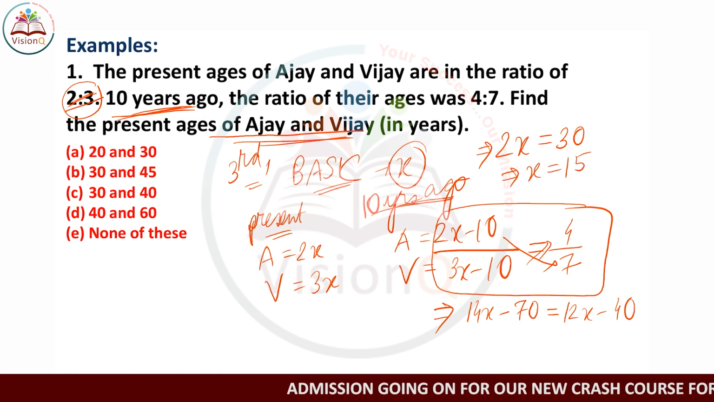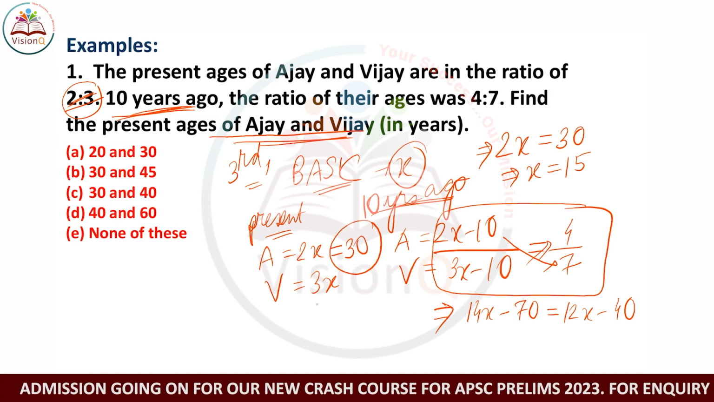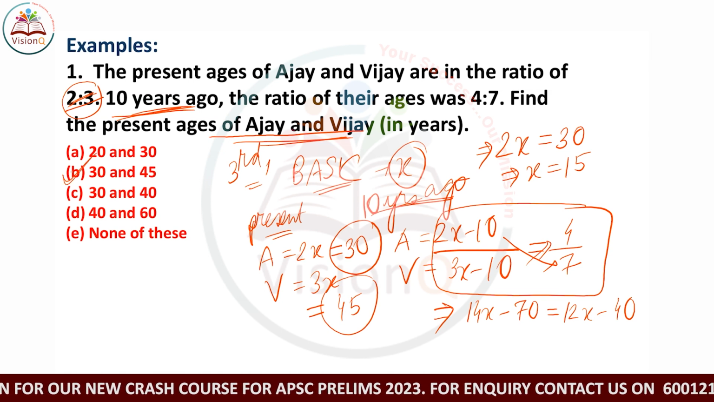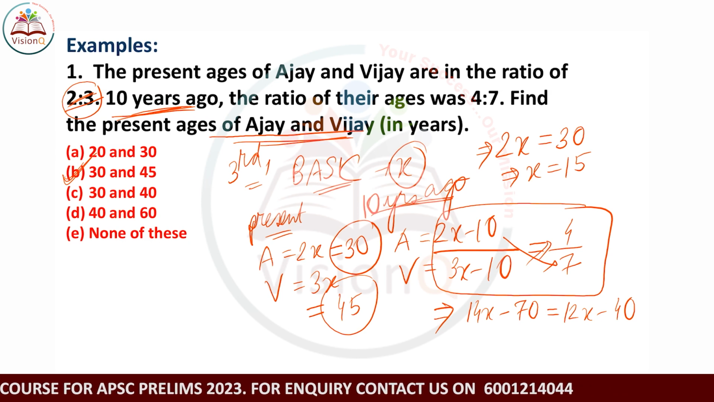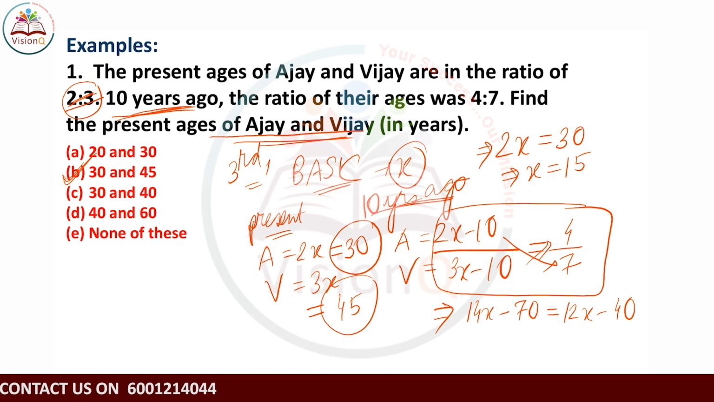And once you find out X, you can find out the age of Ajay and Vijay. So Ajay's age is 2 into 15, 30 years. And the age of Vijay is 3 into 15, which is 45 years. Option number B. So such questions can be done by three methods. Basic method using X, cross product method where you are given two ratios and their gap is given, and the first method was the balancing of ratio, where you need to make a difference of ratios equal at past, present or future. So this was the first example of the topic of ages.